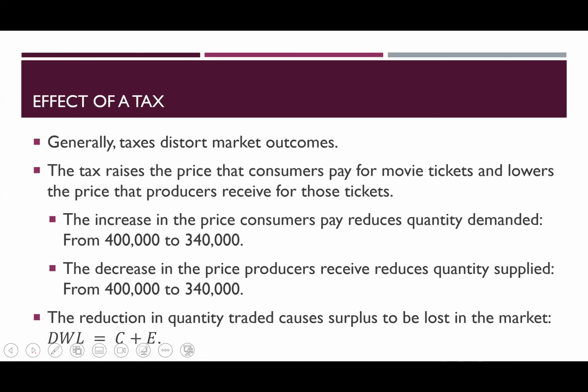So this slide walks us through those effects that we just detailed, right? So taxes, like all the regulations we've talked about previously, price controls, price ceilings and price floors, as well as quotas, distort market outcomes, right? They generate, in other words, this deadweight loss. They raise the price for consumers and lower the price for producers, meaning that both quantity demanded and quantity supplied fall in response from 400,000 to 340,000. And the reduction of that quantity traded causes there to be deadweight loss in the market, right? Some consumer and producer surplus is not gained because those trades never occur.